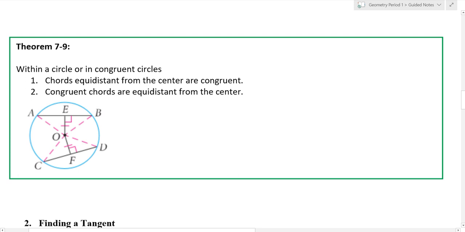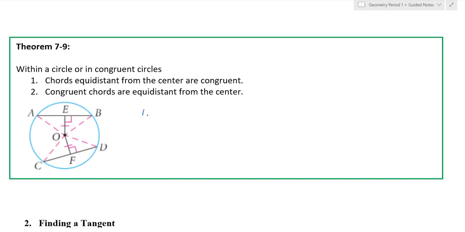Theorem 7.9. Theorem 7.9 states, within a circle or in congruent circles, chords equidistant from the center are congruent. And number two, congruent chords are equidistant from the center. So essentially, applying that to the diagram, I'm going to take number one, for instance, and be more specific. For number one, chords equidistant from the center are congruent.